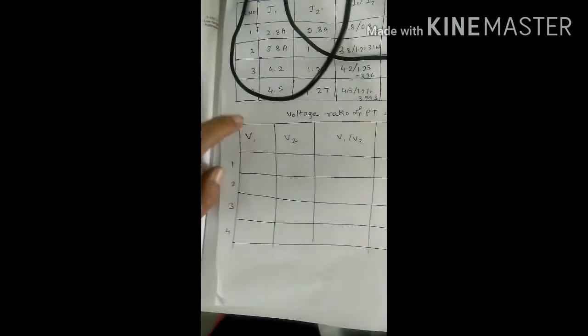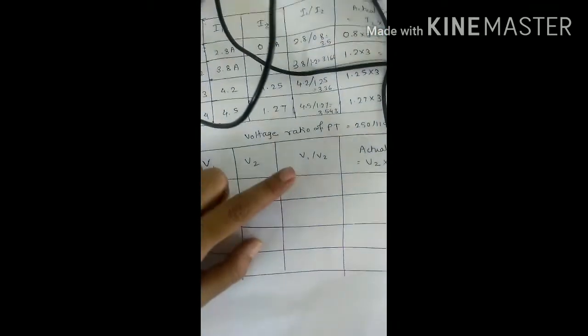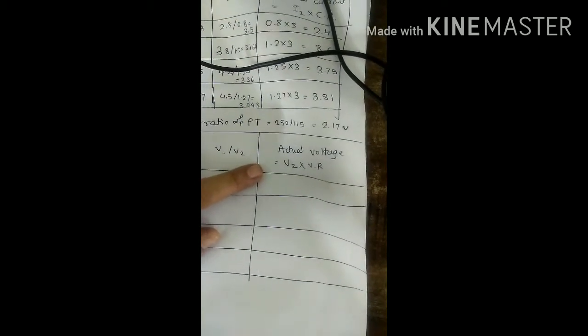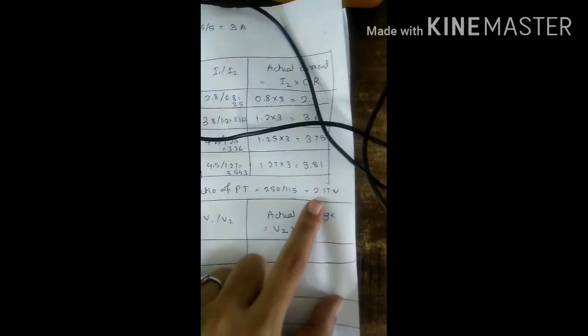And this is your observation table for this practical. In this, first is V1, which is the voltage across the primary of PT, that is this voltmeter, and next is V2, which is this voltmeter reading, and then there is a ratio of V1 and V2. The actual voltage we will get by this formula, that is V1 is equal to V2 into VR. VR is the voltage ratio of PT, which is 250 by 115, which is 2.17.